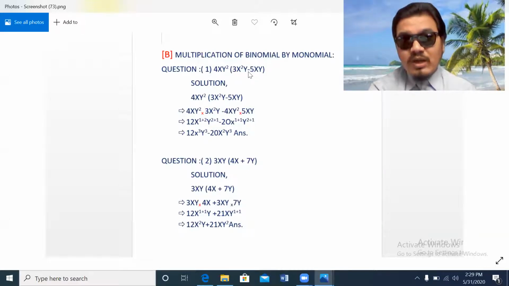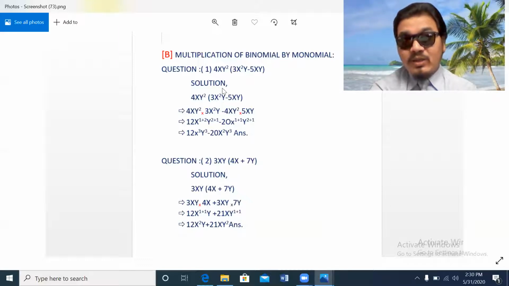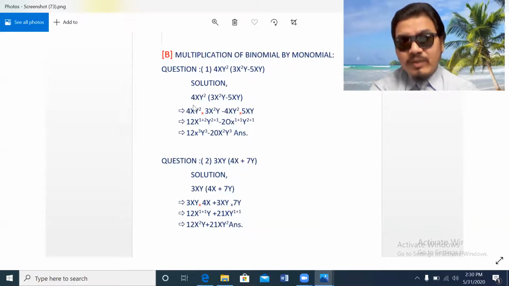Now here we are taught how to multiply this binomial by this monomial. After that, write a solution as I told you in the previous question also. Don't forget to write "Solution" with a comma, and after writing this, please copy the question again. Write the question again, and look here, what is the process to multiply them?